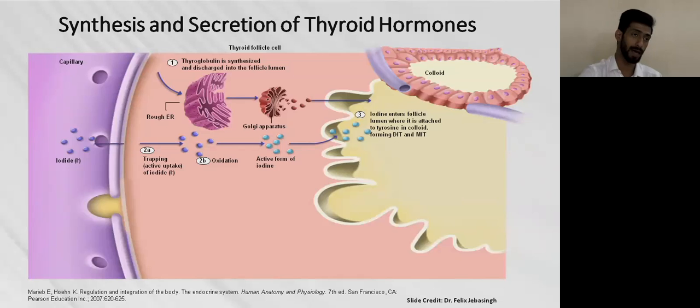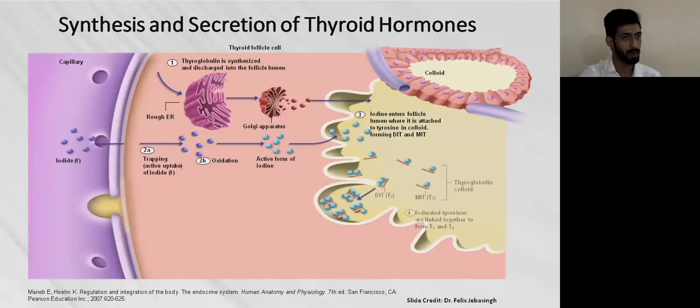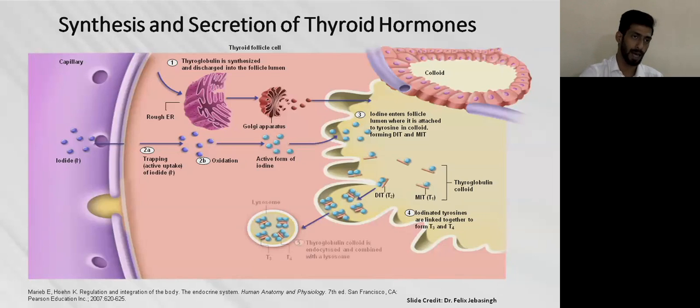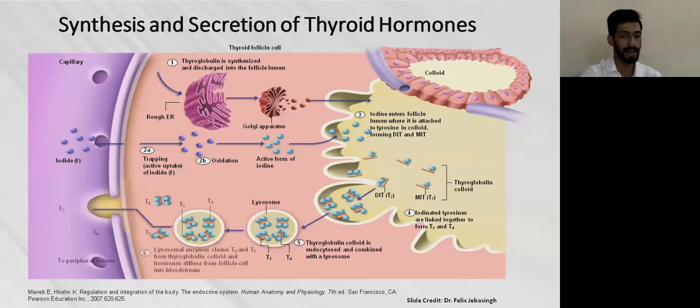Now these mono and di combine in different permutations and combinations and form your T3 and your T4, which is then bound to your thyroglobulin colloid and then excreted out in a lysosome. This lysosome takes it till the capillary side and exocytoses it.